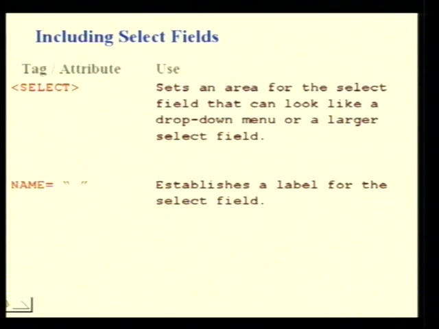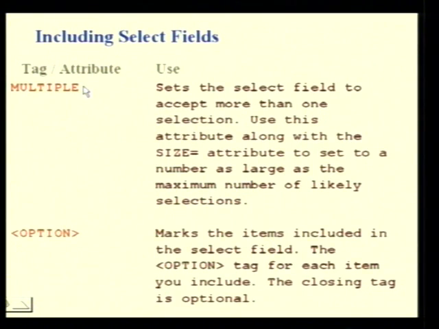Now here on the screen, you have the select tag, which sets an area for the select field that can look like a drop down menu or a larger select field. Name is an attribute of the select tag that establishes a label for the select field. If you specify the multiple attribute with the select field, it sets the select field to accept more than one selection. Use this attribute along with the size attribute set to a number as large as the maximum number of likely selections. Option marks the item included in the select field. The option tag for each item includes the closing tag, which is optional.